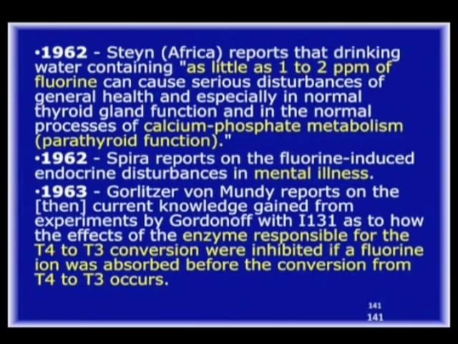In 1963, Gorlitzer von Mundi reported on the then current knowledge gained from experiments by Gordanoff with radioactive iodine as to how the effects of the enzyme responsible for converting T4 to T3 were inhibited if a fluoride ion was absorbed before the conversion from T4 to T3 occurs.